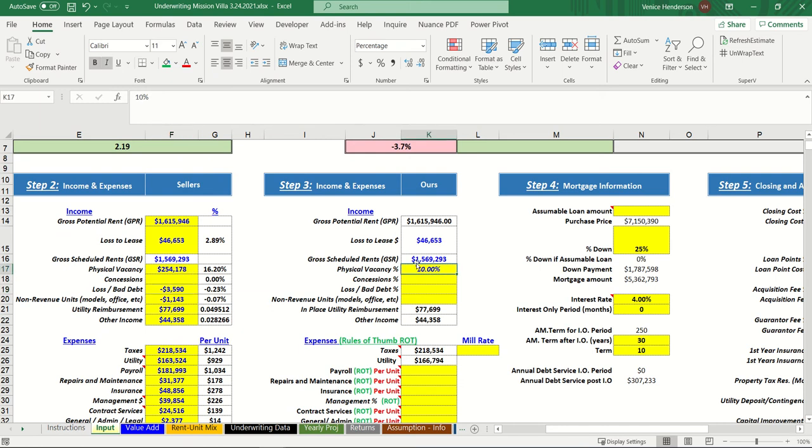Oh, and I did of 10% physical vacancy. This is 16% where we're at now, which is okay, in alignment with that 84. Okay, so that's where the 85 comes from. Feeling better about them. A loss to bad debt percentage. I'm not sure what I should populate here, so I'm going to leave it blank.